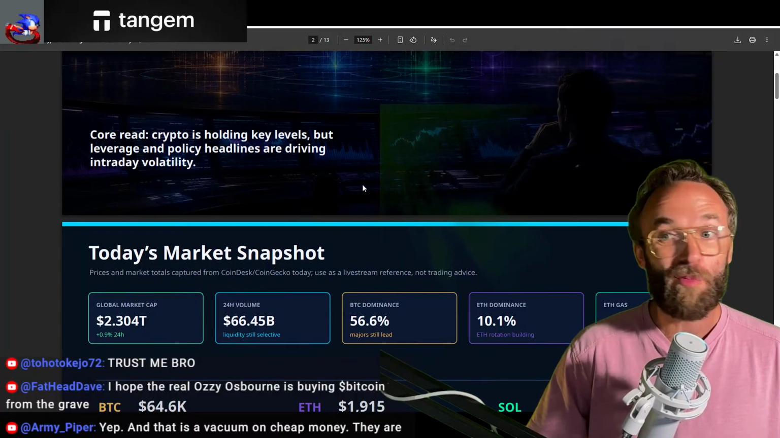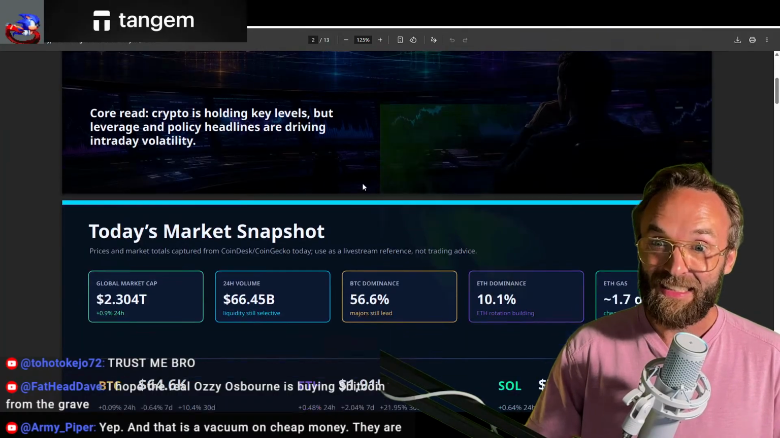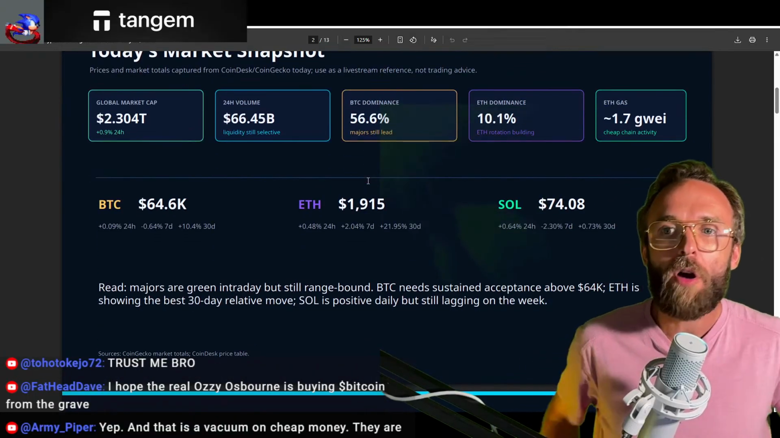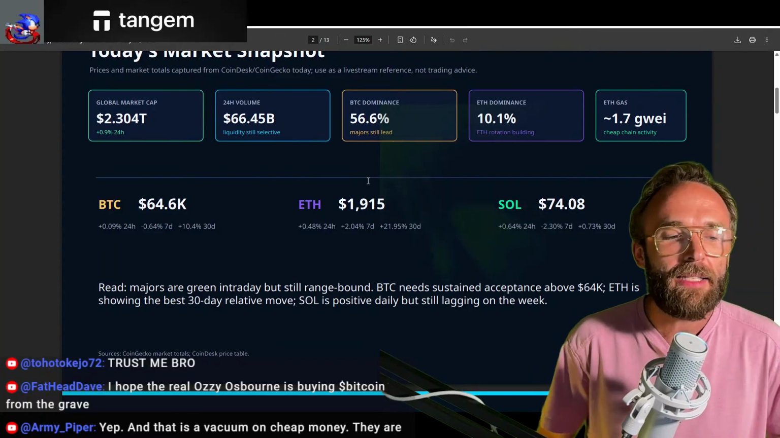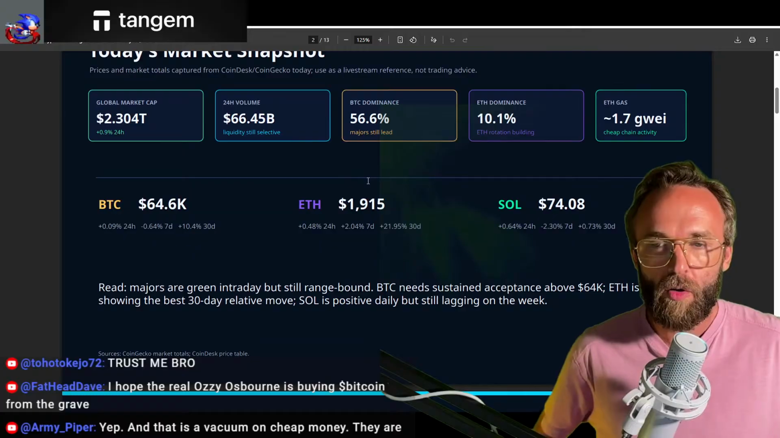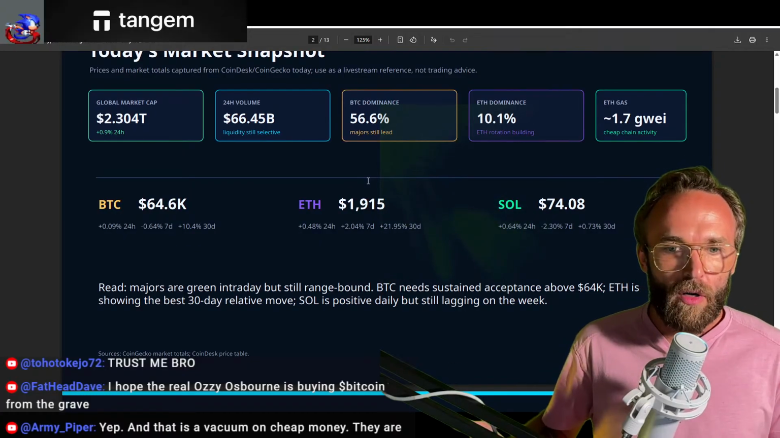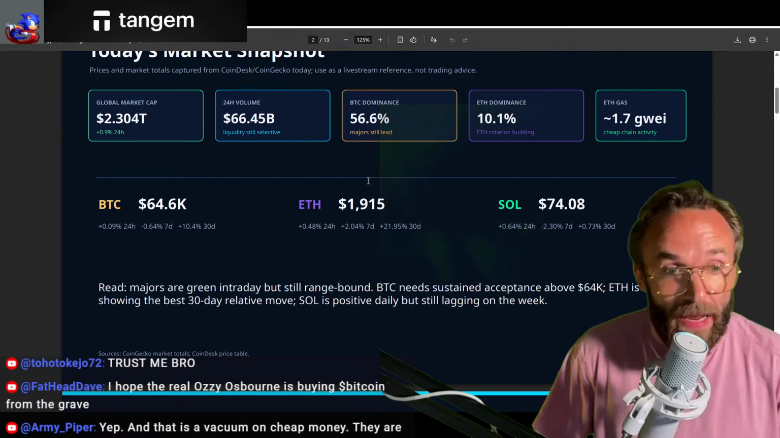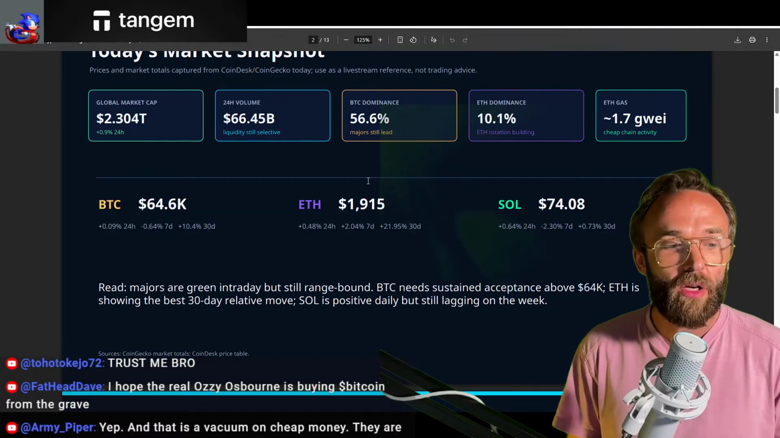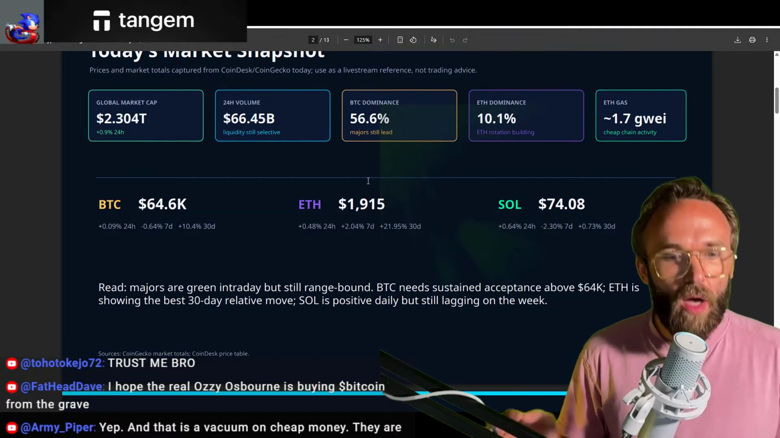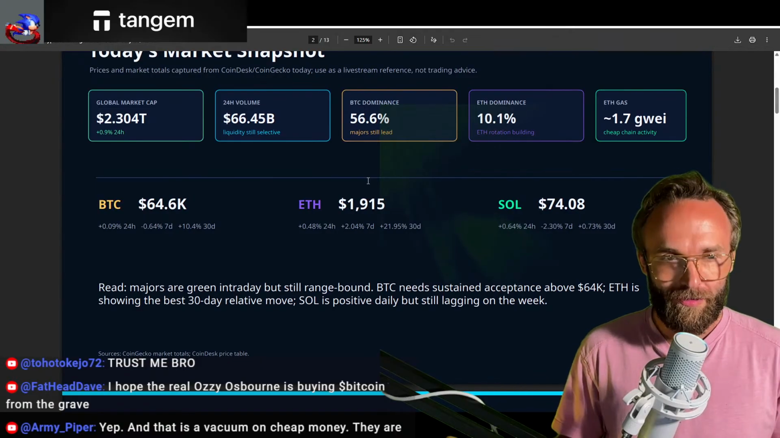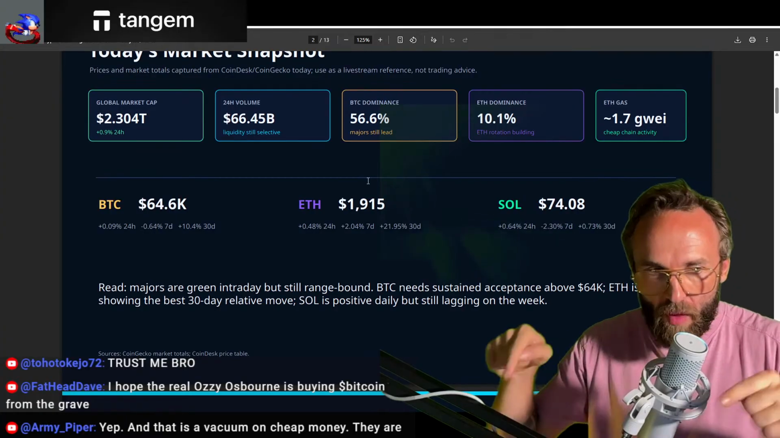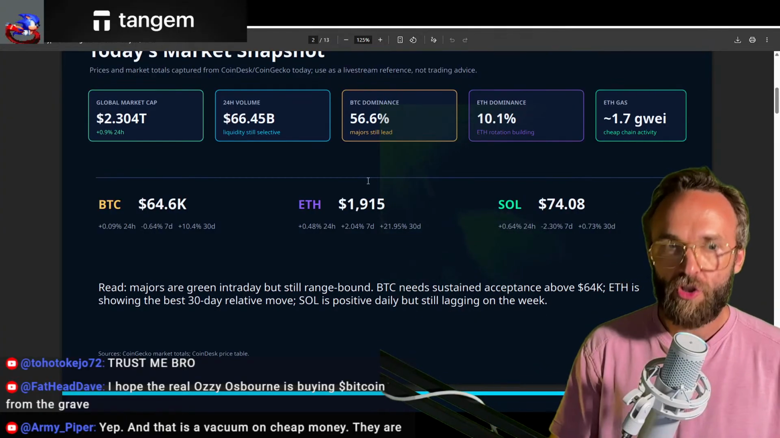Crypto is holding key levels, but leverage and policy headlines are driving intraday volatility. So today's market snapshot here is the global market cap for crypto right now. If this isn't any signal for you to just double down on crypto, it's only at a 2.3 trillion market cap. The entire crypto space is under 2.5 trillion. There are single companies that are worth 4 trillion, 3 trillion. Single companies, which themselves are investing in crypto. Do you get it?